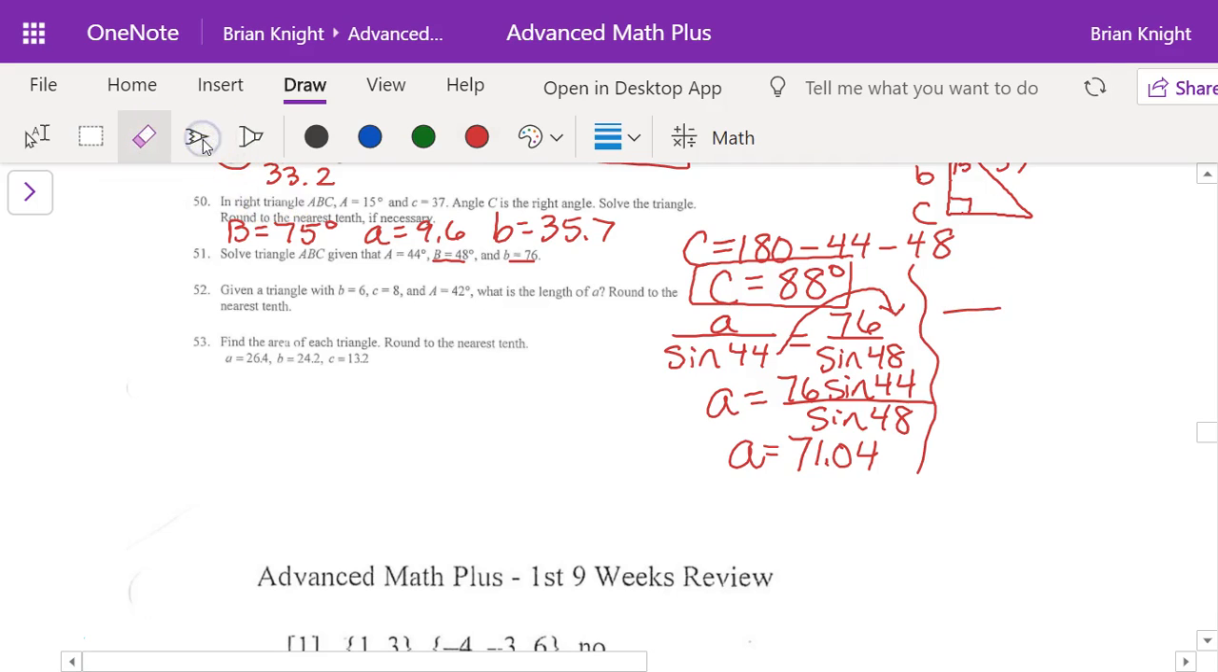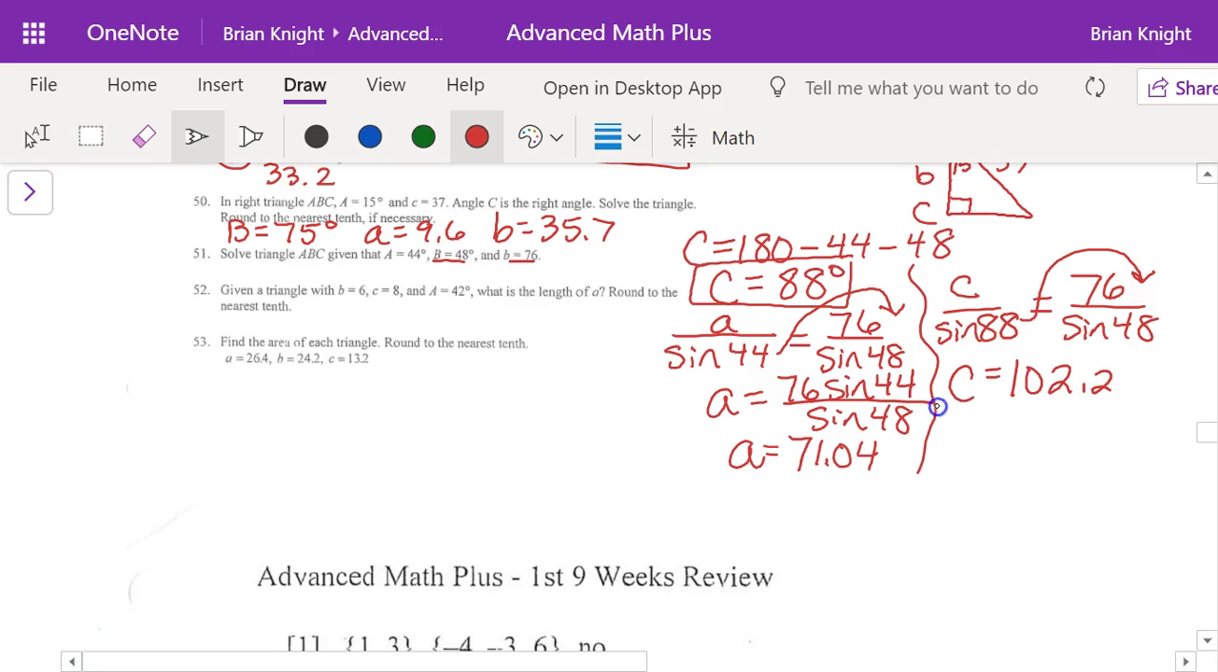There we go. So, little c over the sine of 88, which is big C, equals 76 over the sine of 48. And again, I'm going to move my sine of 88 over here behind 76 and put that in my calculator. That should be 102.21. Okay? And again, all this is number 51 right here.